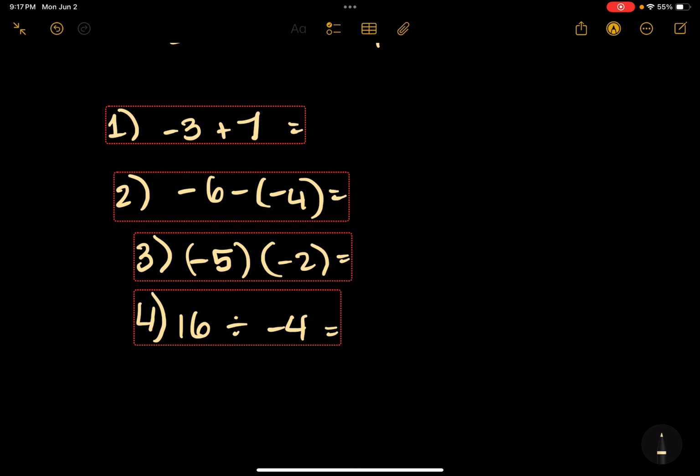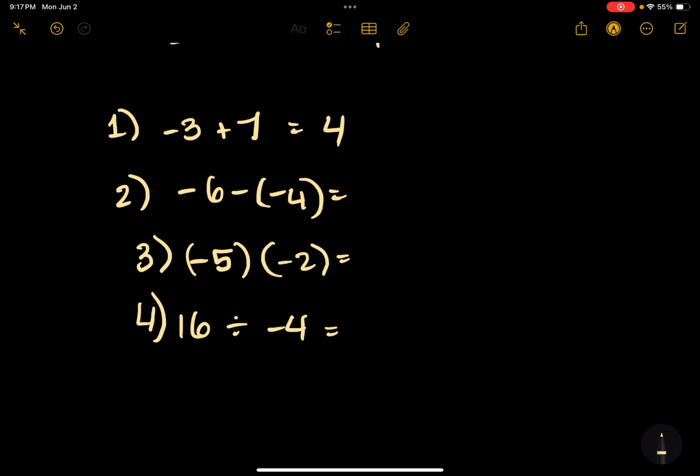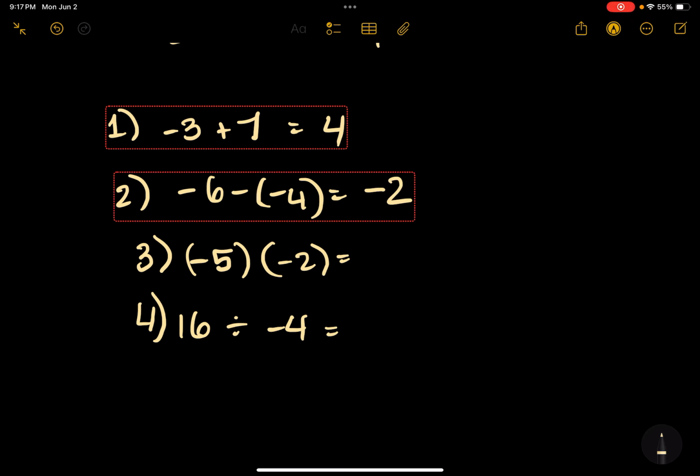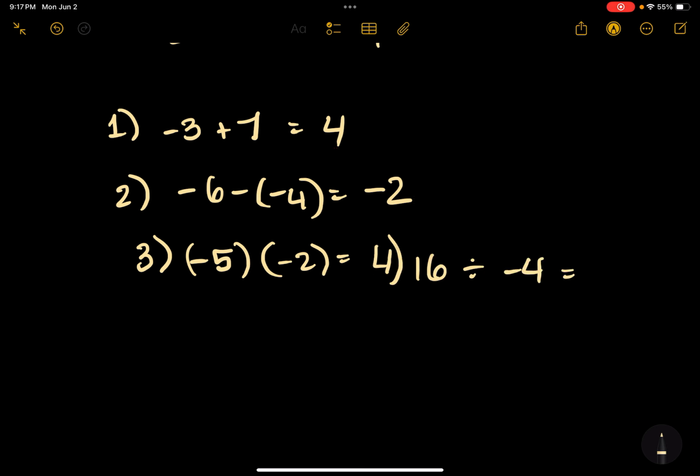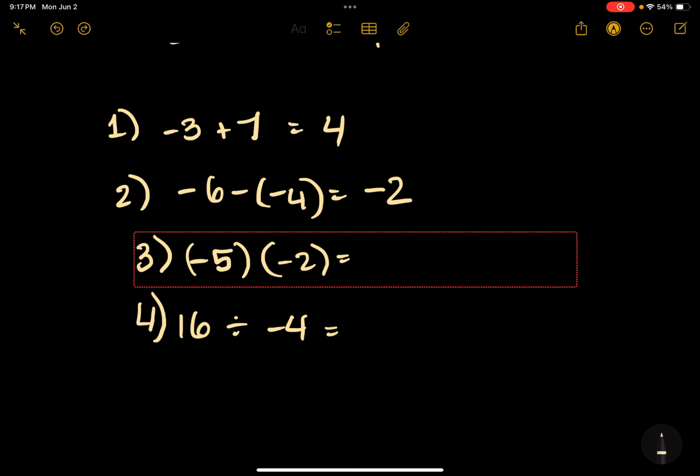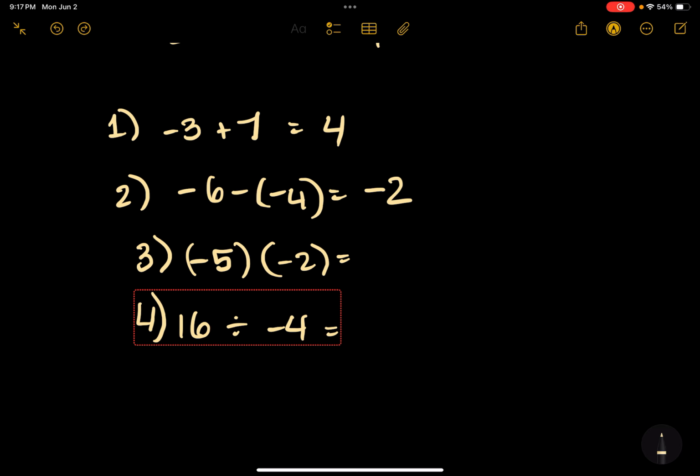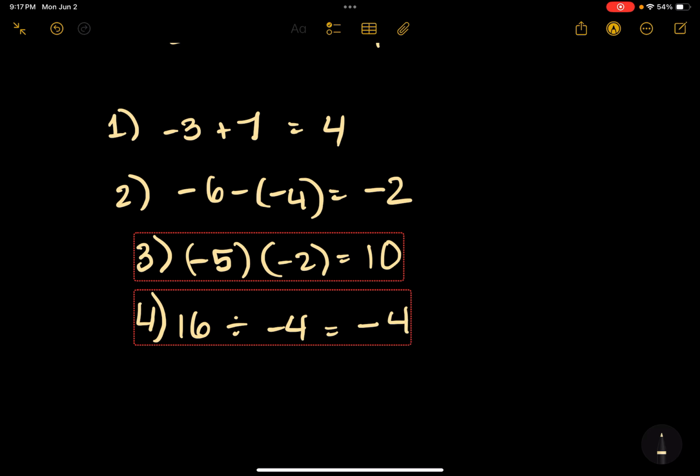The answer for the first one is 4. The answer for the second one is negative 10. For 3, it is 10. For 4, it is negative 4. These are your answers. Hopefully you got them right.